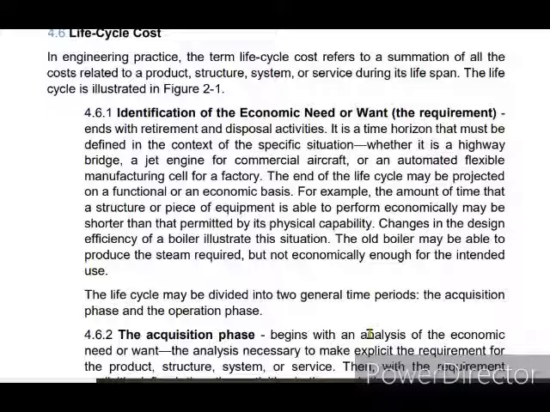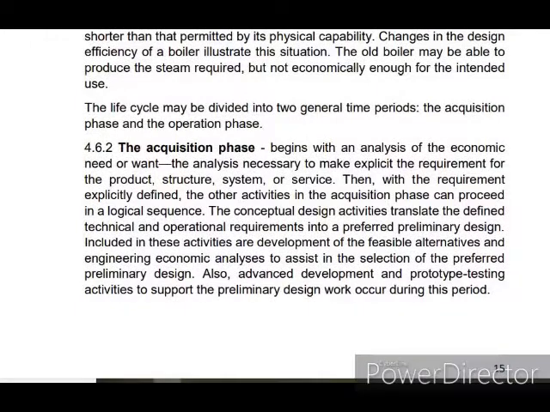Okay, so the life cycle may be divided into two general time periods. First, the acquisition phase and the operation phase. Okay, so that's the life cycle.